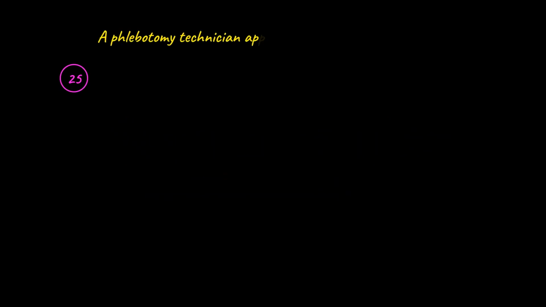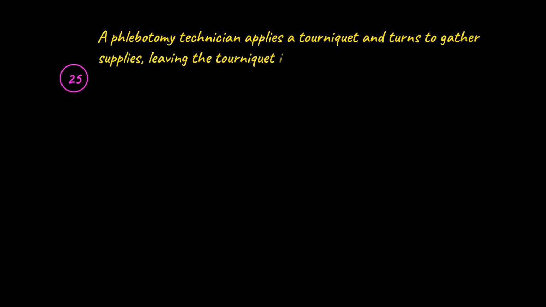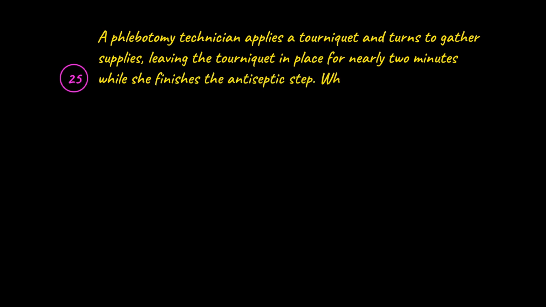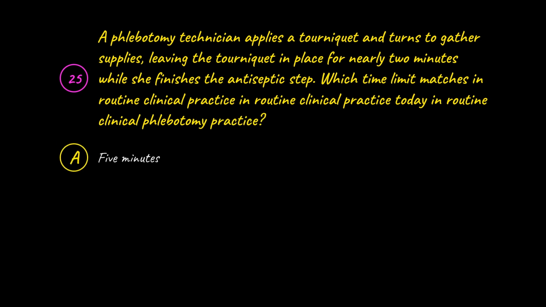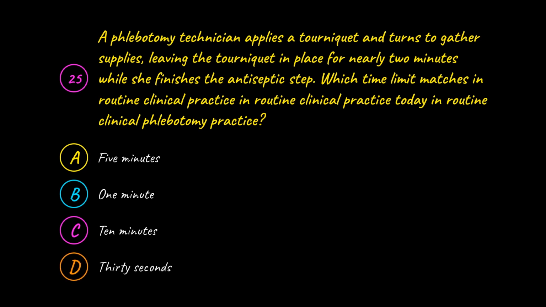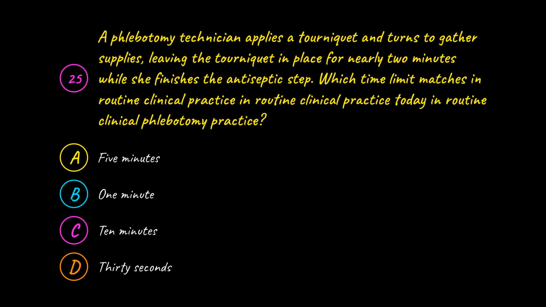Question 25. A phlebotomy technician applies a tourniquet and turns to gather supplies, leaving the tourniquet in place for nearly 2 minutes while she finishes the antiseptic step. Which time limit matches routine clinical phlebotomy practice today? Your options are A. 5 minutes, B. 1 minute, C. 10 minutes, D. 30 seconds. Which one is it? Pause the video if you need more time.